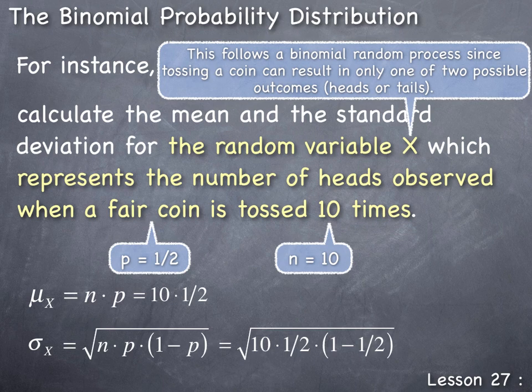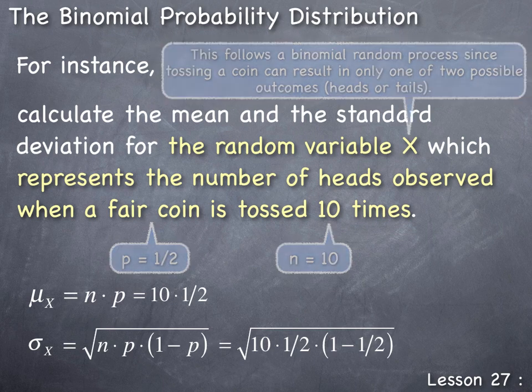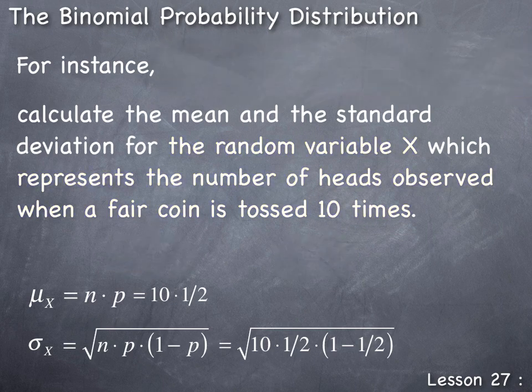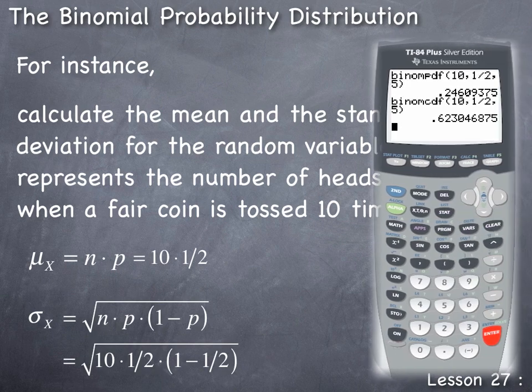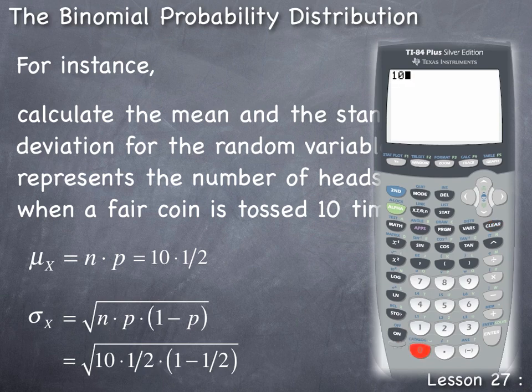So we could calculate these results on our own if we want, but we could also use the aid of the calculator to do some of the work here too. To calculate the mean and standard deviation using the binomial probability formulas, I'll press clear to clear the screen. The mean mu is equal to n times p. N was 10 times p was 1/2. 1 divided by 2. Enter. So the mean is 5.